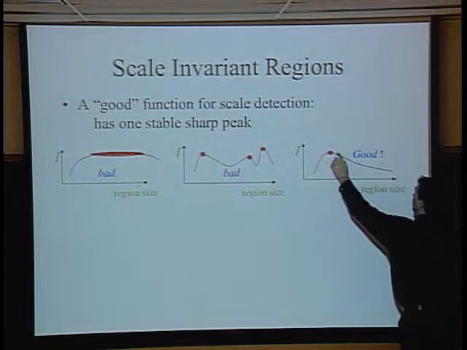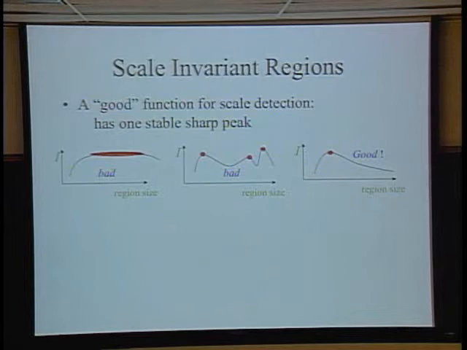So this is really the special sauce, the secret ingredient, the magic part of doing this: finding an interest function that has this property, that it doesn't look relatively flat, so it's hard to find one peak. It doesn't have multiple peaks, it just has one.